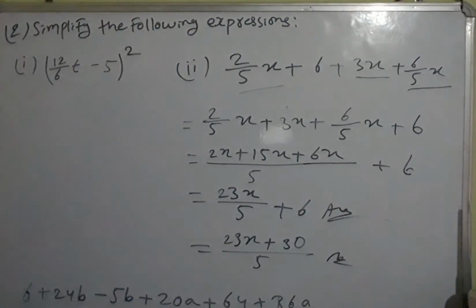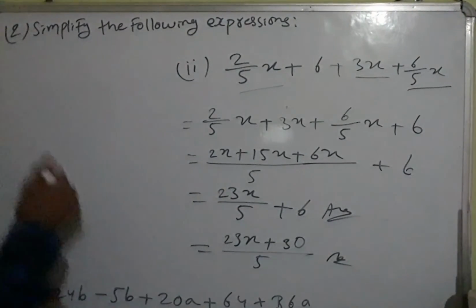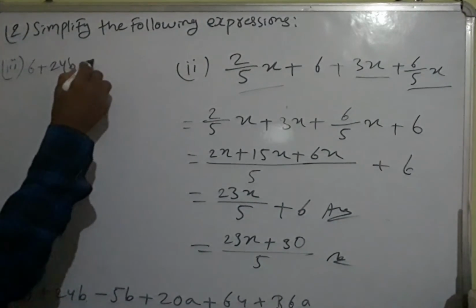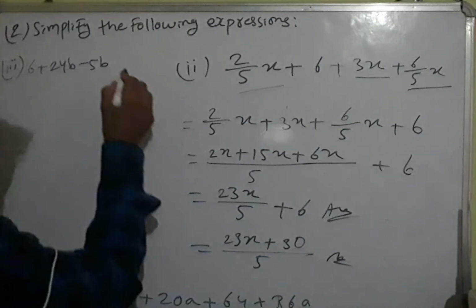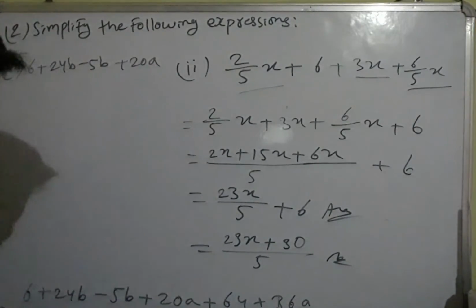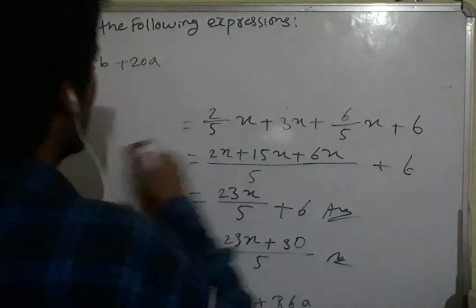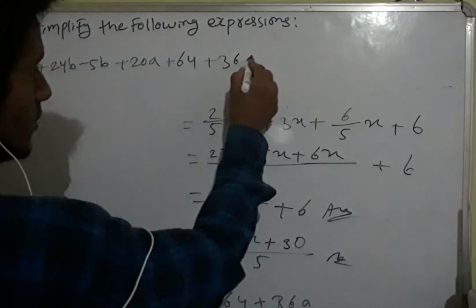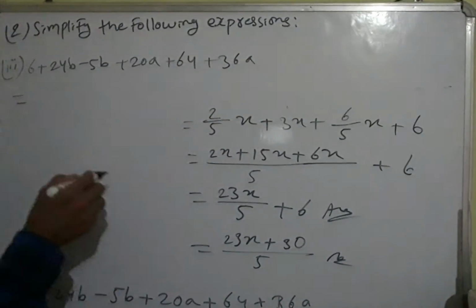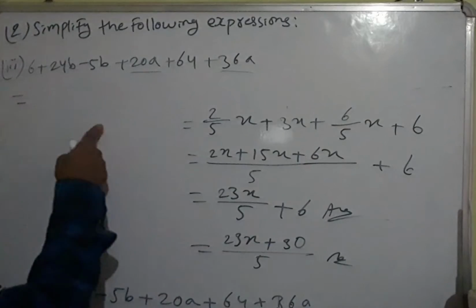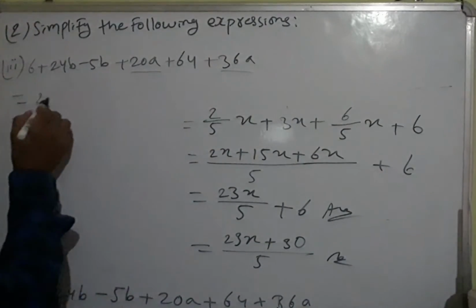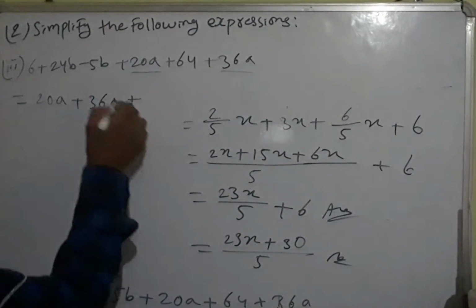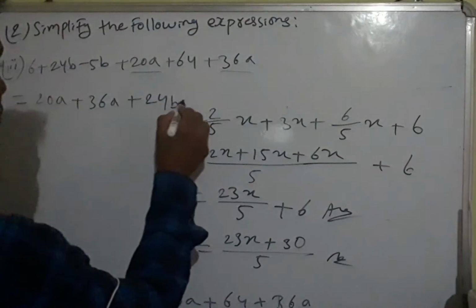Now, finally, we're going to solve the last problem that we have. This one: 6 plus 24b minus 5b, plus 20a plus 64 plus 36a. So this should be equal to them. We're going to add up the like terms. First I'm going to simplify for a, so it's 20a plus 36a, and then plus I'm going to bring the b's together, 24b minus 5b.